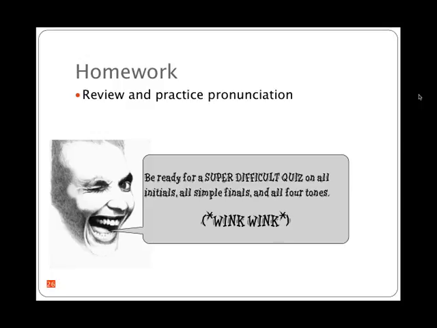Homework for today's lesson is to review and practice your pronunciation. Look to the weekly schedule for today's lesson for a textbook and workbook assignment. Also, be ready for a super difficult quiz on all initials, simple finals, and all 4 tones, which can be found on D2L, so do some practice first. Wink wink means it's actually not that hard.